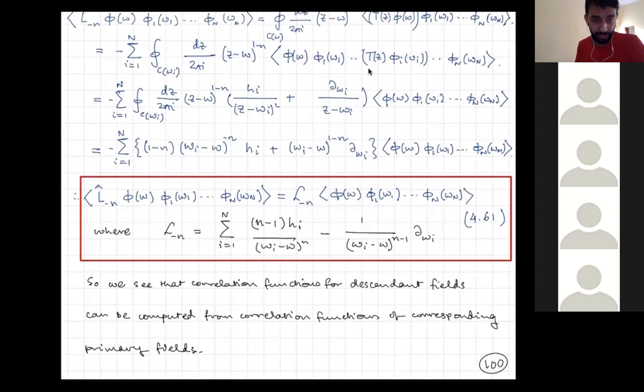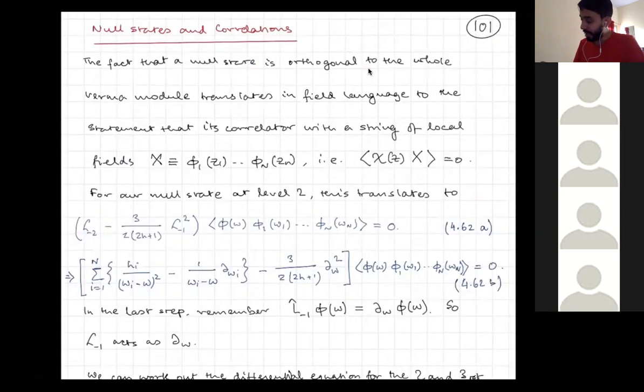What can we get from that? So that is the next thing that we wanted to do. And we have this example of a null state at level 2 that we are going to use. So what does that do?